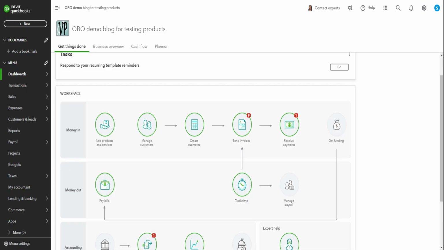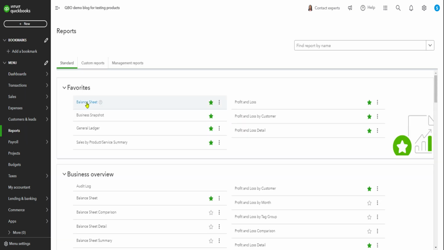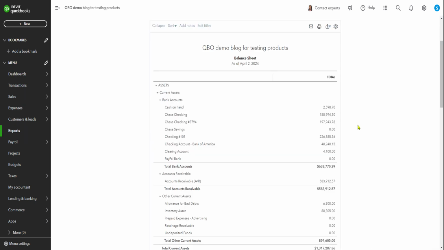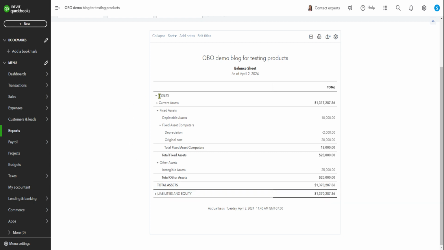Okay, so I'm on QuickBooks, and for this video, I'm just going to go over the balance sheet. So I'm just going to go to the balance sheet. Okay, so the balance sheet looks something like this. We'll just go through all these components.